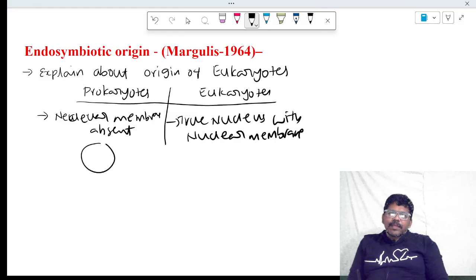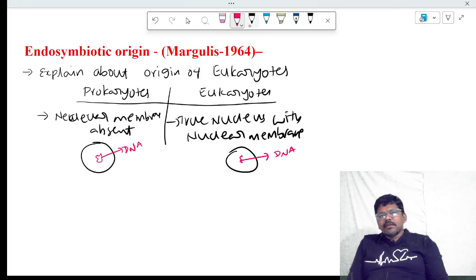This is the prokaryotic cell, and this is the eukaryotic cell. Both contain nucleic acid, which may be DNA or RNA. If you observe the prokaryotes, surrounding the nucleic acid there is no nuclear membrane. But in the eukaryotes, we can see the nuclear membrane surrounding the nucleus.